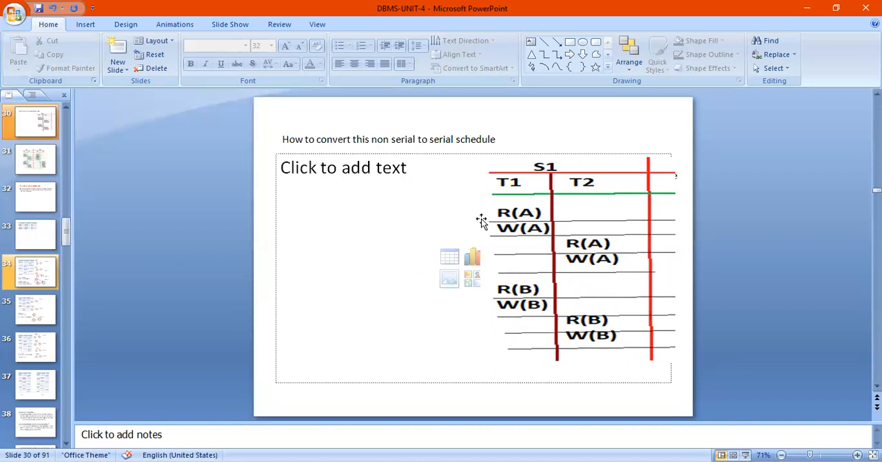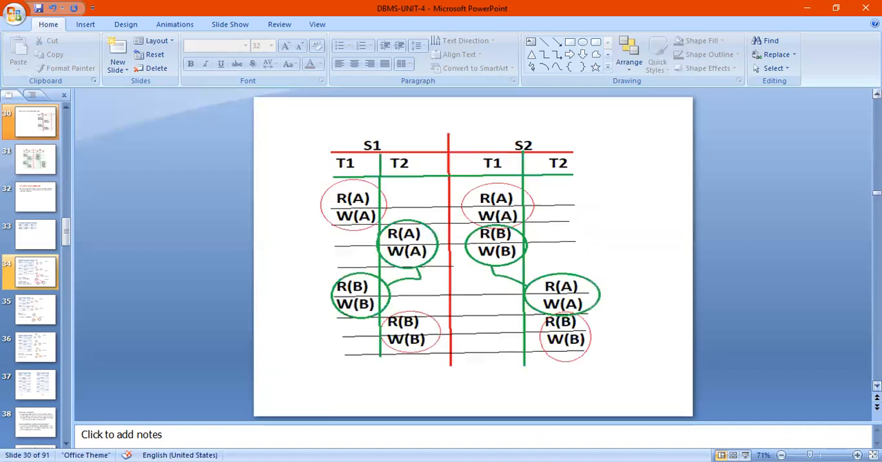Here the state has transactions T1 and T2: read and write, read B and write B, read B and write B. Yes, two states, that is S1, S2, and the transactions are T1, T2. So this is one state, and this is one state which is linked to this state, and this is the state of the red line. In this one, read and write is one state. It gets overlapped with read and write. Again, read and write, again overlapping here.